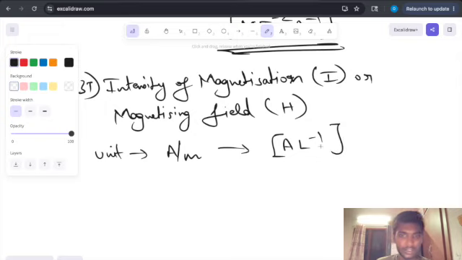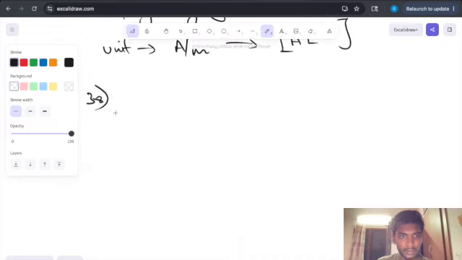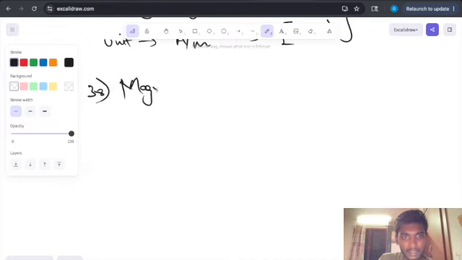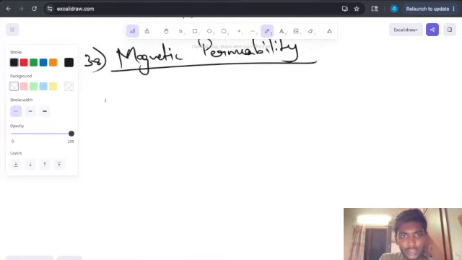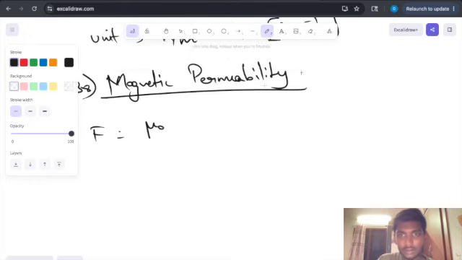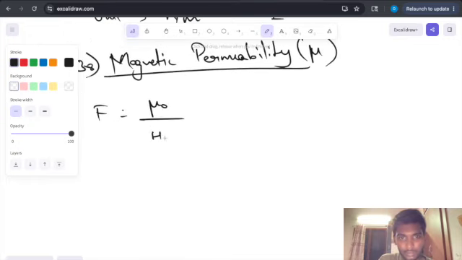Okay, for both these quantities, A L inverse is the dimension. 38: then you have magnetic permeability. So there's a force that is mu naught by 4 pi m1 m2 by d square.